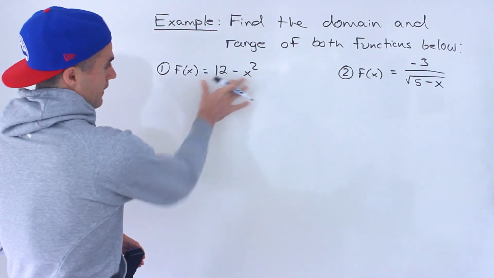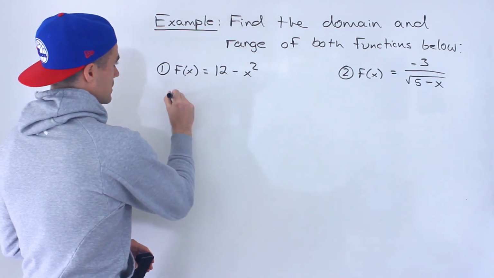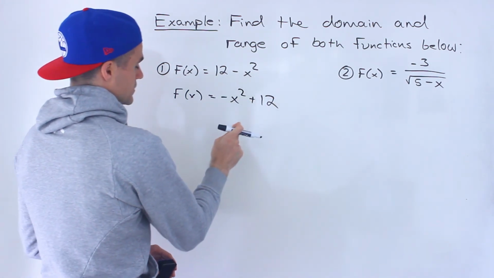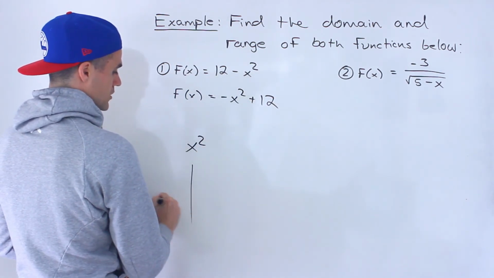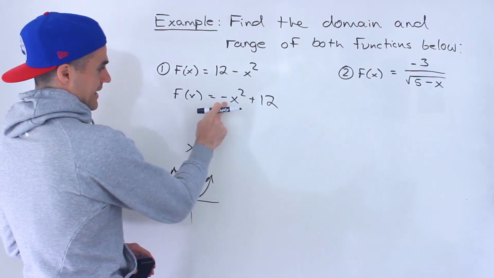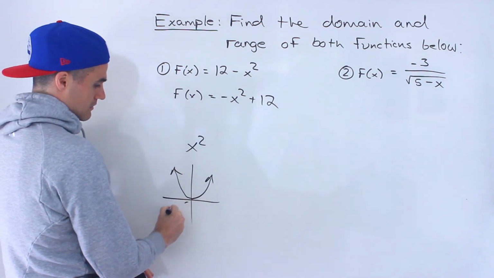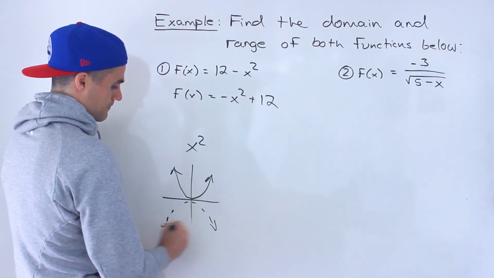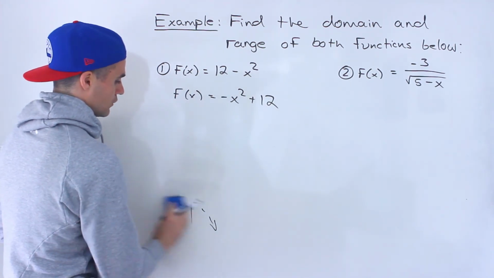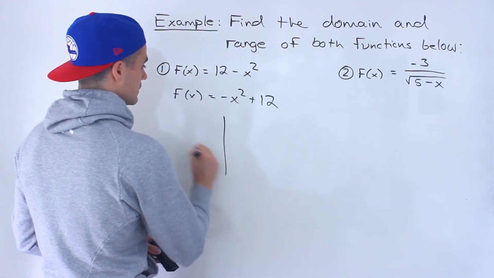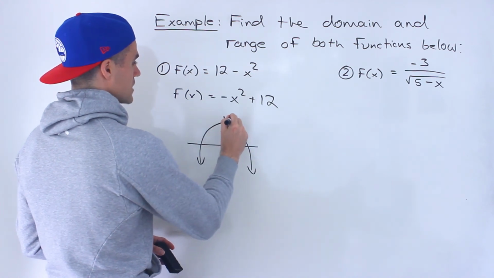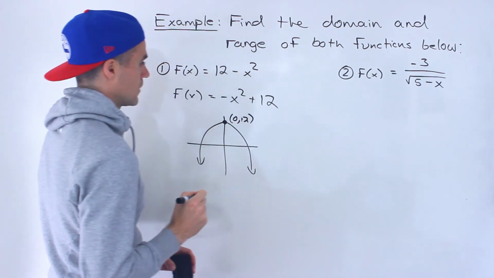Notice that this is a parabola, and if we rewrite it like this, what we're doing is taking the parent function x squared, which looks like this. Then the negative in front flips it along the x-axis, and then we're shifting it up by 12. So the way this function looks visually is like that, where this vertex is at (0, 12).